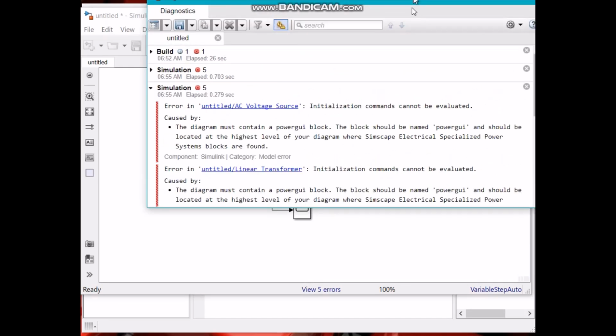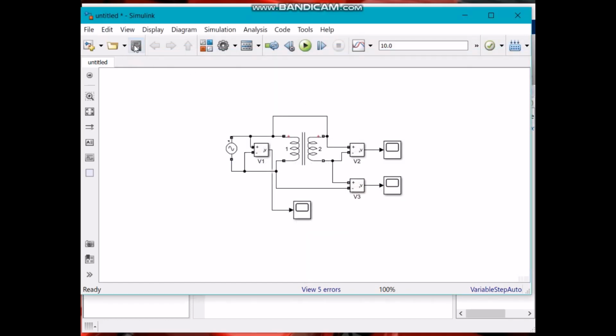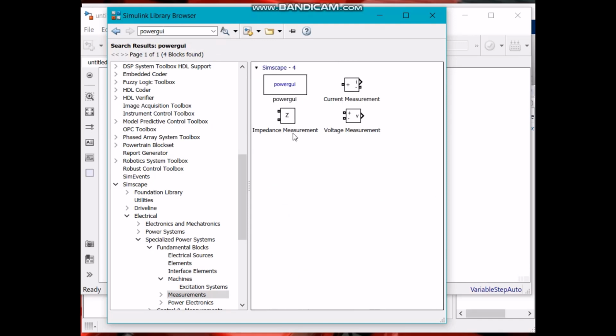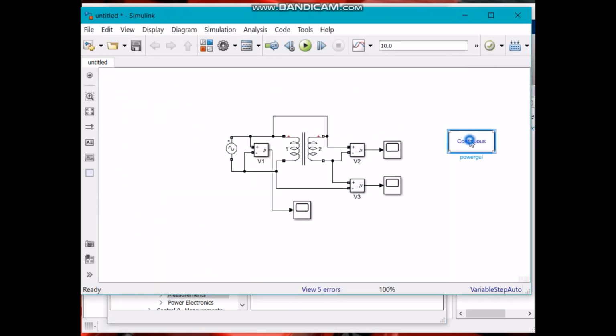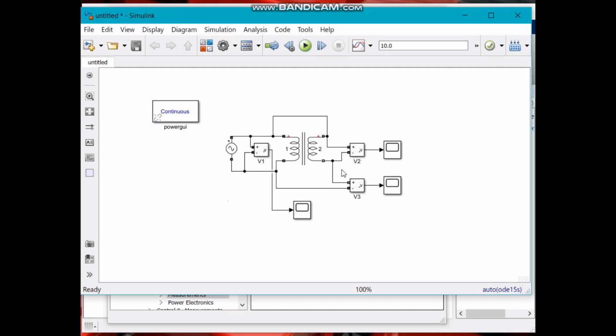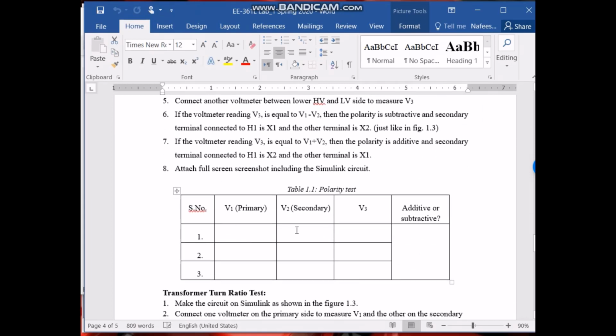Oh yes, we again forgot the power GUI block. Whenever you use any component that belongs to the sim power toolbox, you have to use the power GUI block. It is basically a solver, so you need that in order to compile the program. Okay, that's it.